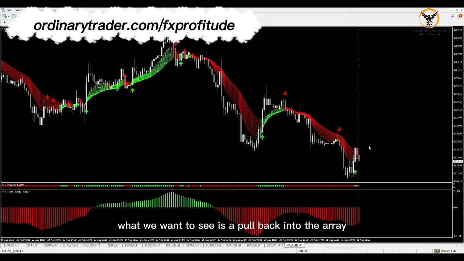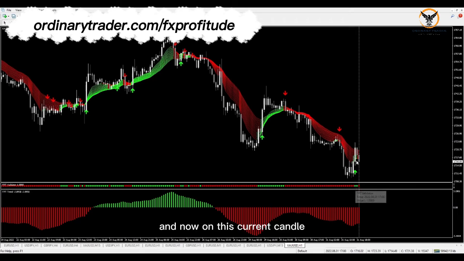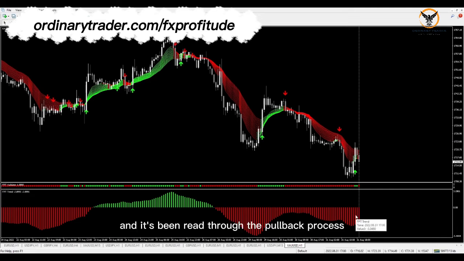What we want to see is a pullback into the array that will turn some of the array lines green, and that's what we're looking at right now. The validator dots have also turned green, and now on this current candle, the dot has turned back to red. The trend indicator is red, and it's been red through the pullback process, showing us that the downtrend is intact.